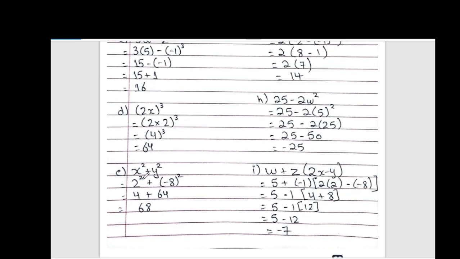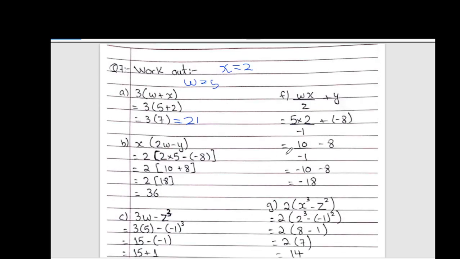Now expression E, x power 2 plus y power 2. The value of x is 2 and the value of y is minus 8. So 2 raised to power 2 is 4, plus minus 8 raised to power 2 is 64. Now whenever we take an even power, the answer is always positive. So minus 8 into minus 8 will be positive 64. Now adding 64 and 4, our answer will be 68.